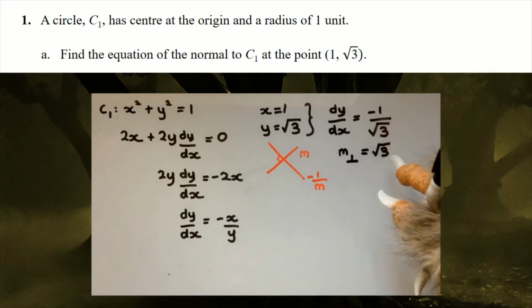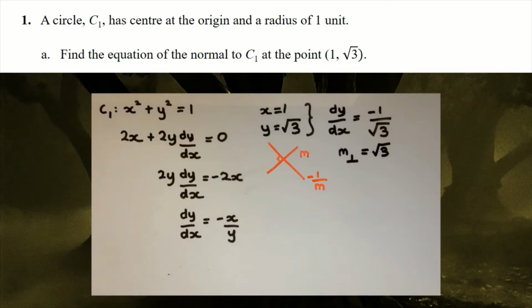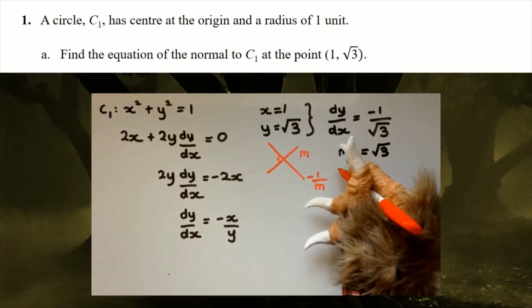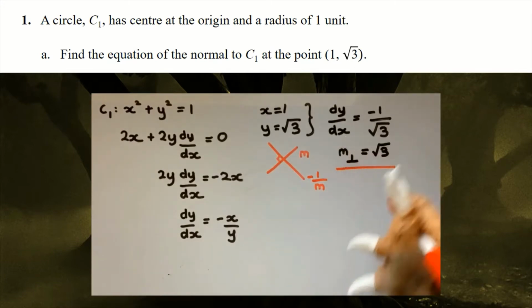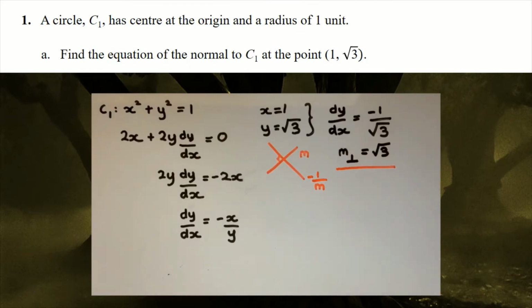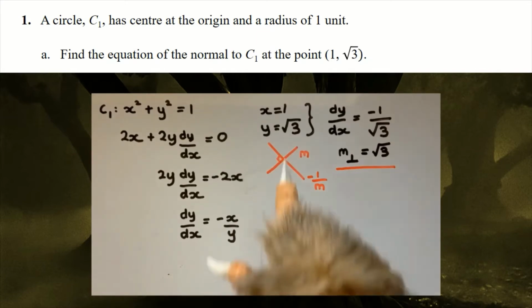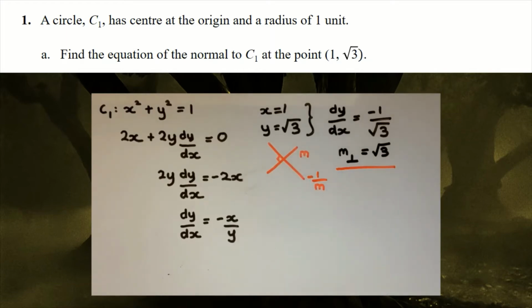Because if you multiply both of these together, you will get -1, which is part of the definition. Great. So we have the gradient of our normal, which is good news. What we need now is to find the equation of the normal. And we have our coordinates, so we just substitute everything into the formula for the straight line.